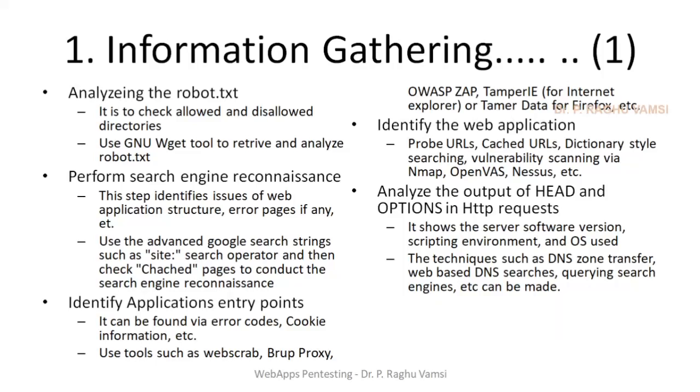So probe the URLs, cached URLs, dictionary style searching, vulnerability scanning via Nmap. There will be Nmap scripts available. With those scripts, you may check for the vulnerabilities, or you may use OpenVAS, or you may use the Nessus tool, which are open source tools for the identification of the vulnerabilities.